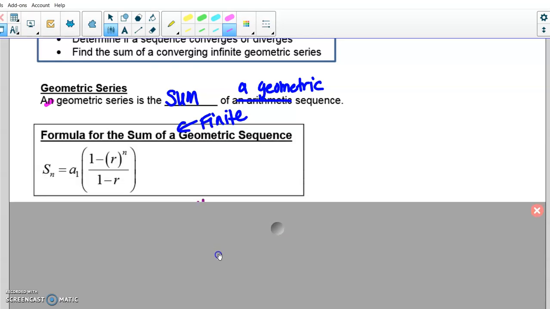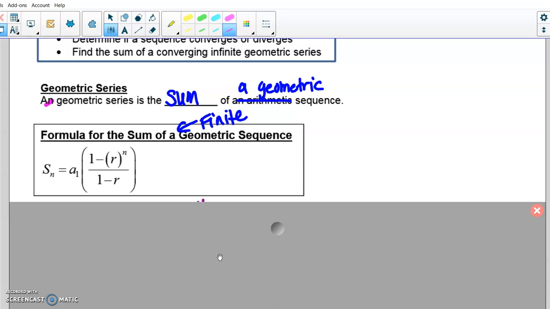So the formula for the sum of a finite geometric sequence is below. So S sub n stands for the sum or the series of some term, and it is equal to our first term, a sub 1, times 1 minus our common ratio to the n power, whatever term we're trying to find the sum up until, and then all over 1 minus r.